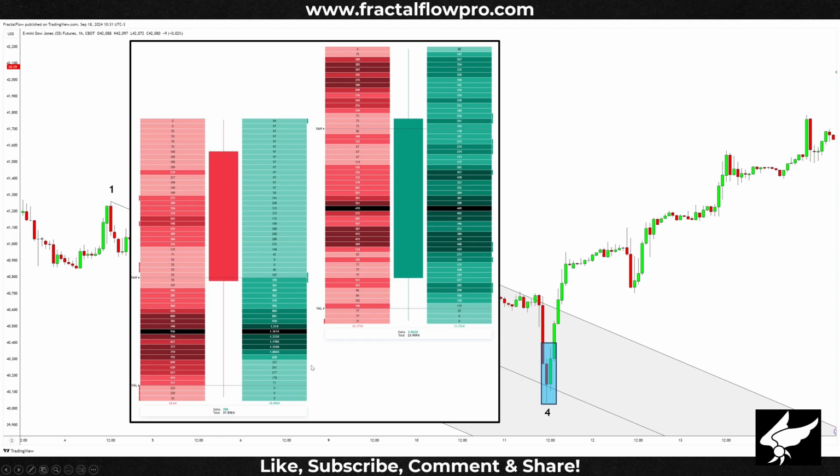The second detail is that we have delta divergence, meaning that we have a bearish candle with positive delta, and that is a sign of selling absorption. This is confirmed in a way by price closing above the stacked bid imbalance at the very bottom of the candle. In the next candle, this notion is confirmed.